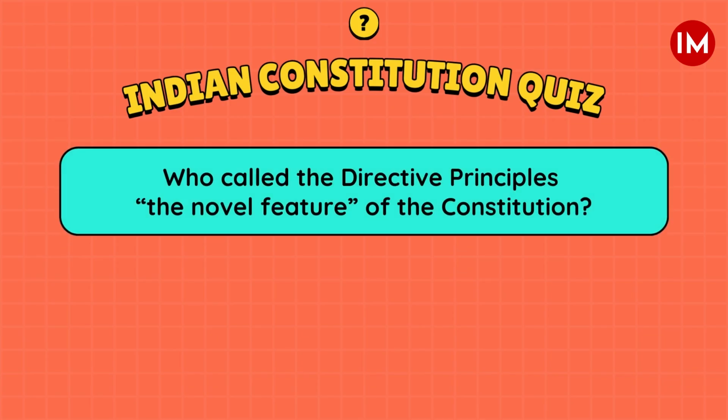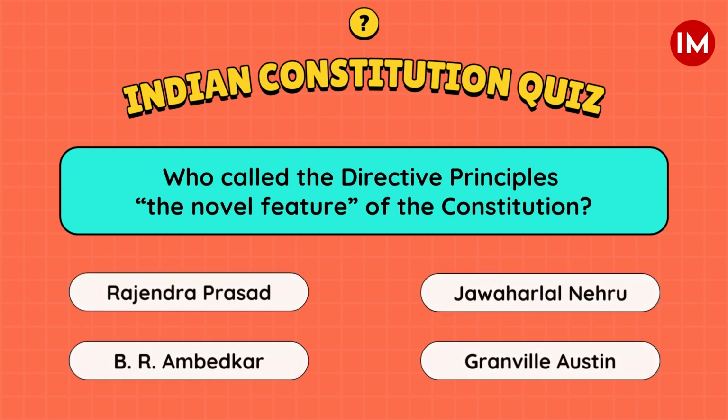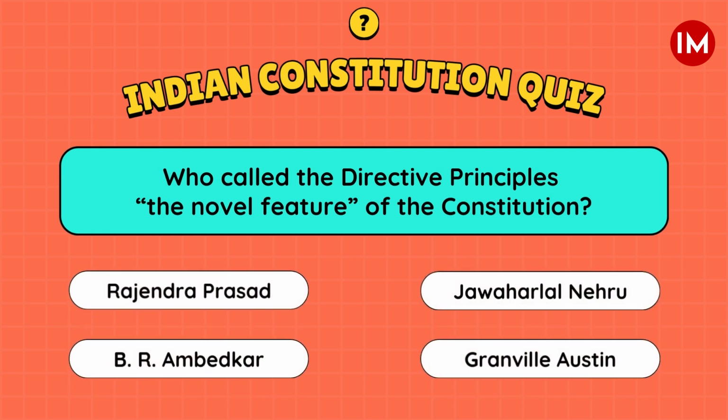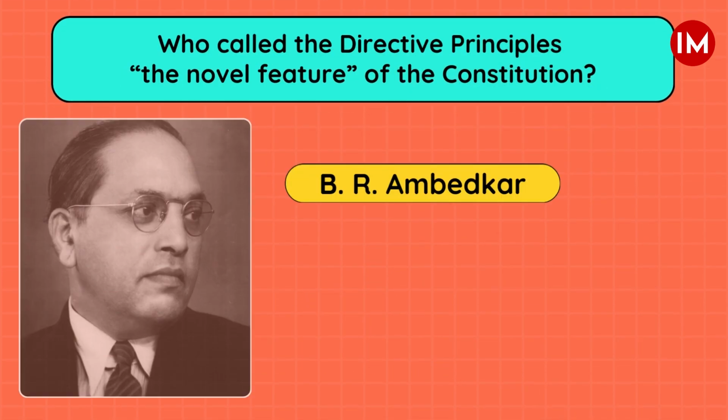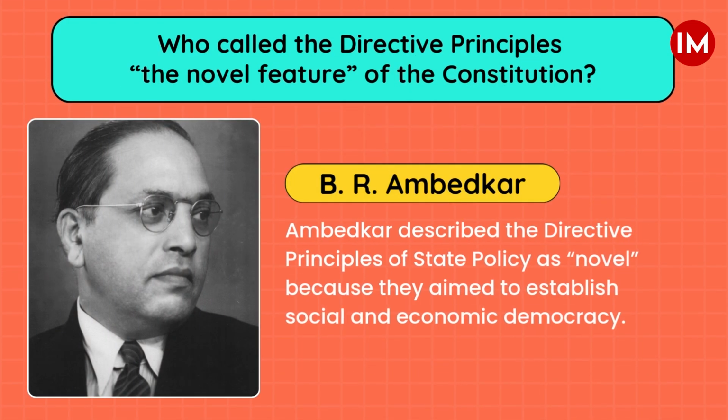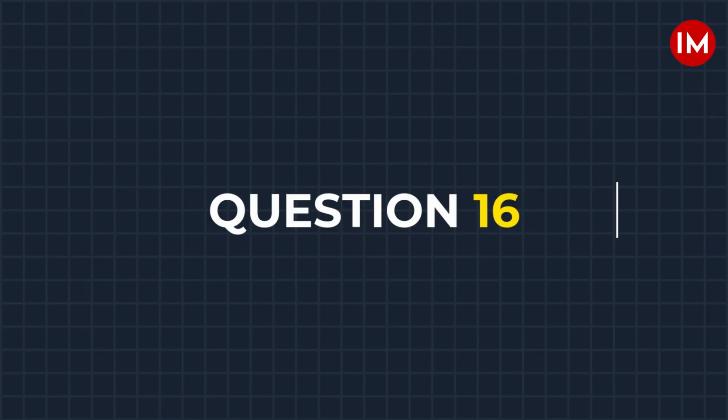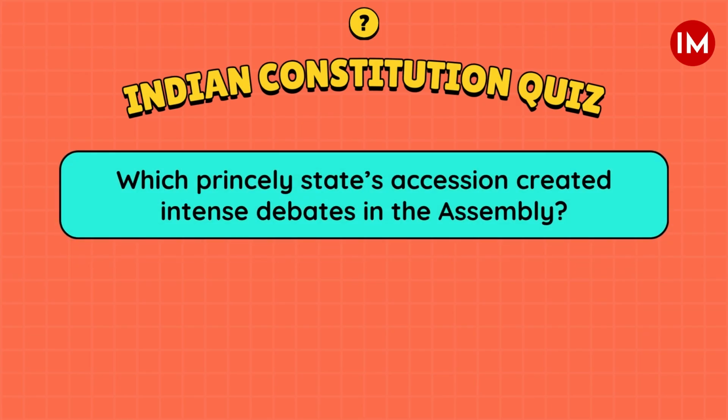Question 15. Who called the directive principles the novel feature of the Constitution? A. Rajendra Prasad, B. Jawaharlal Nehru, C. B.R. Ambedkar, or D. Granville Austin. The correct answer is C. B.R. Ambedkar. Ambedkar described the directive principles of state policy as novel because they aimed to establish social and economic democracy.